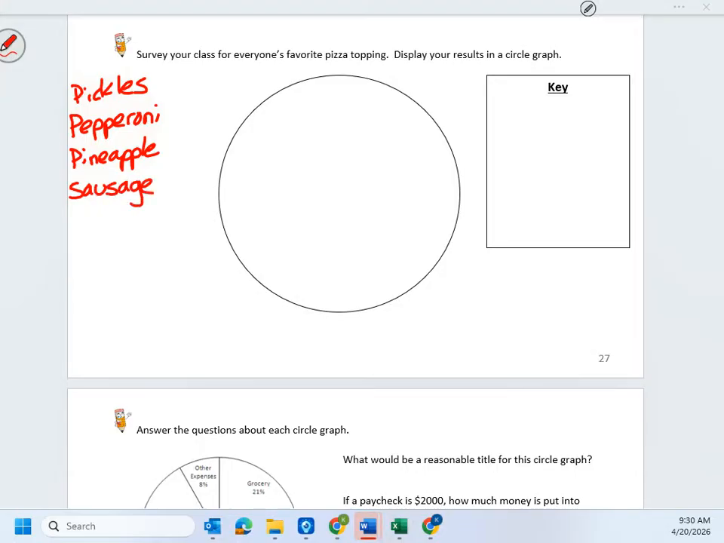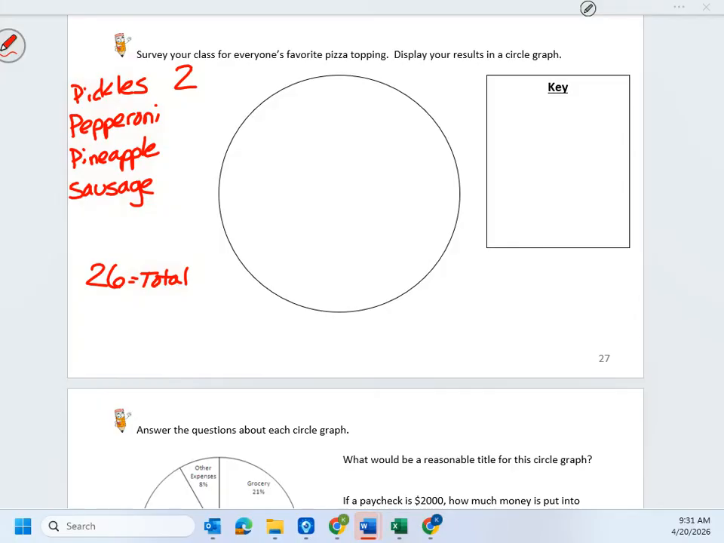All right. So, how many people are here today? We have 4, 8, 12, 16, 20, 24, 25, 26, because we only have 27 in our class. So Rhoda's gone, so we have 26 total. If you have a one topping pizza, which topping do you want on your pizza? Raise your hand if your topping is going to be pickles. 2 for pickles. Raise your hand if your topping is going to be pepperoni.